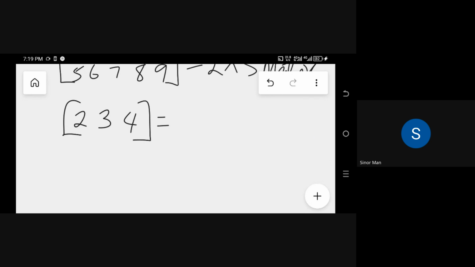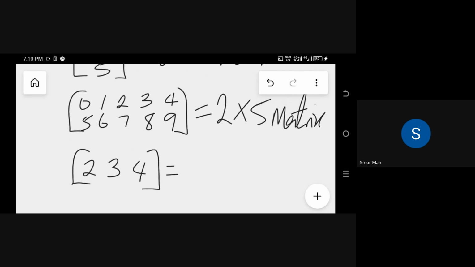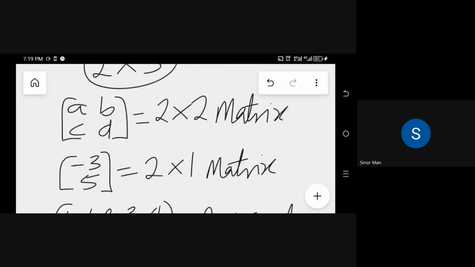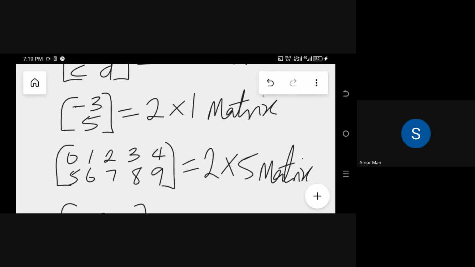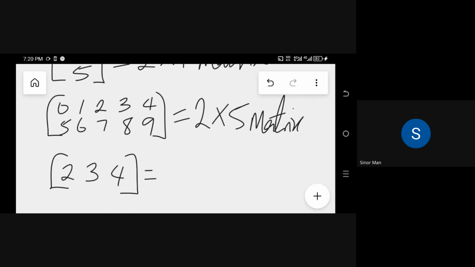Who wants to try? All right, remember that we're counting the rows before the columns. The rows are counted horizontally. We had the rows counted here. For the first one, we had a 2 by 2 matrix. The second one, when we count the rows, we had 2 rows by 1 column. So say it is a 2 by 1 matrix. This third one, the young man helped us just now, counted 2 rows and then 5 columns. So we say it's a 2 by 5 matrix.